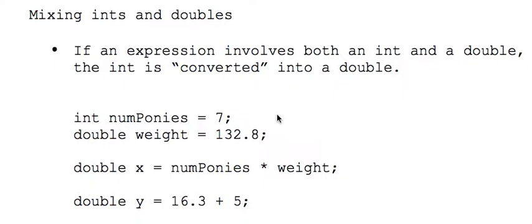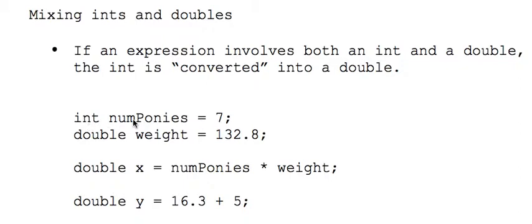So the conversation right now, I want to talk a little bit about what happens when you mix ints and doubles. This is something we've talked a little bit about in class, but I want to go into a little bit more detail. The rule is relatively simple, and I wrote it right here. If an expression involves both an int and a double, the int gets converted, and I'm putting that in quotes, sort of gets converted into a double for the purposes of that expression.